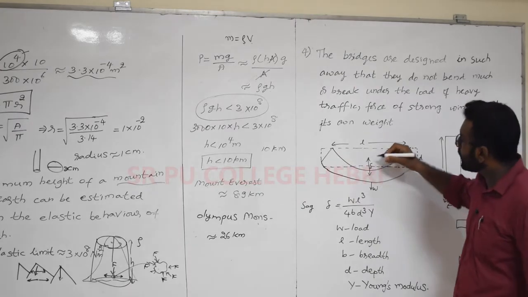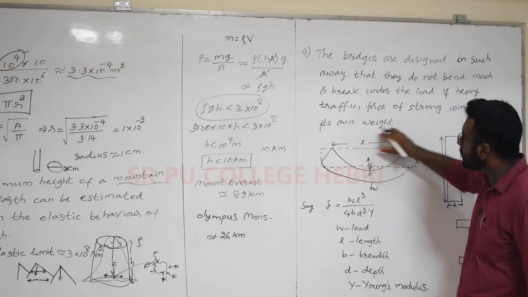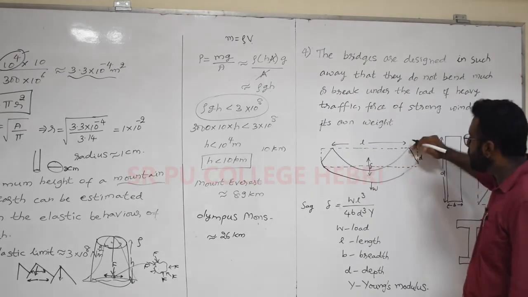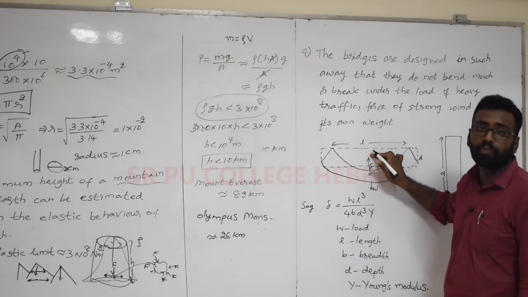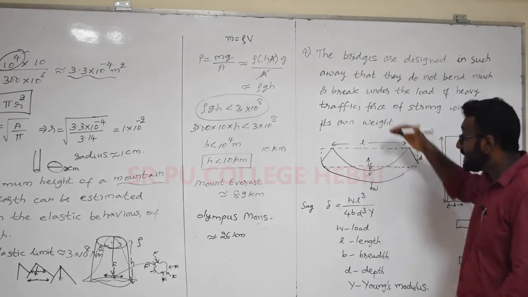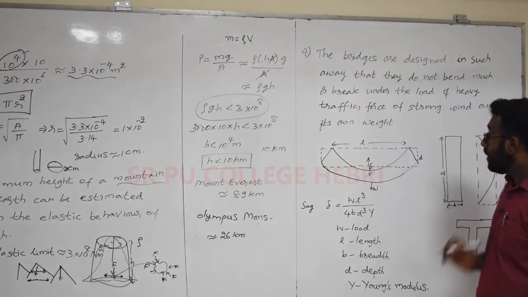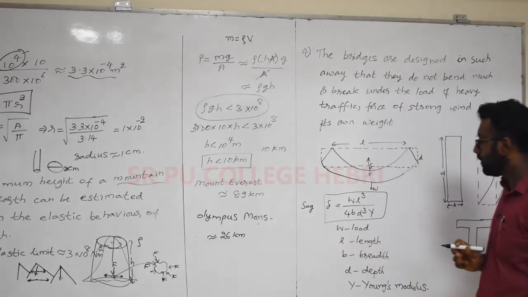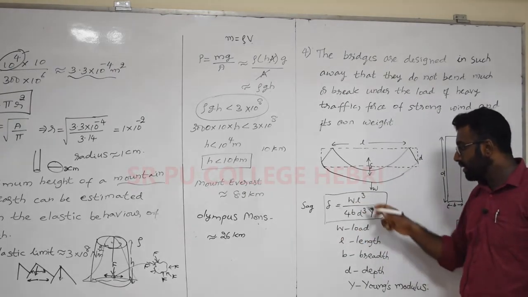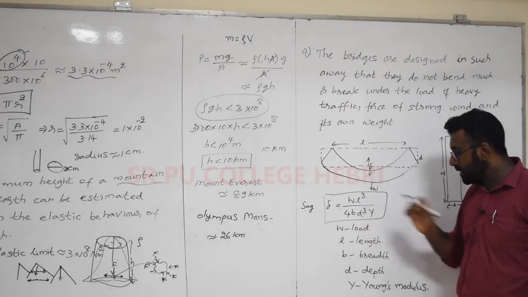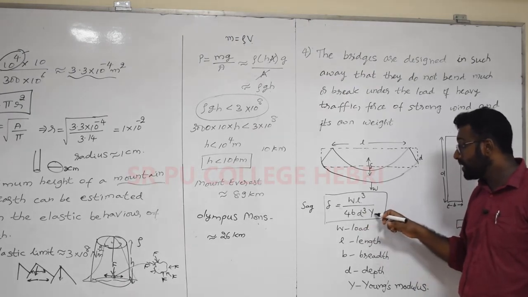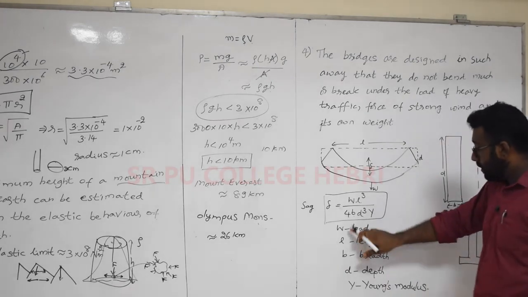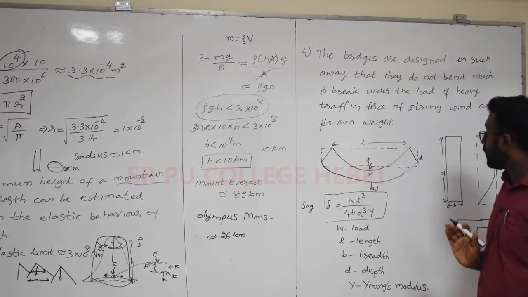If the weight is applied over here, like a heavy vehicle is moving on a bridge, what happens? There will be a sag in the bridge due to the heavy load. The value of this sag will depend on all these factors I have mentioned over here. It is nothing but load, length of the bridge, breadth of the bridge, depth of the bridge, and this is Young's modulus value. I have mentioned all the terms over here, you can read for yourself.